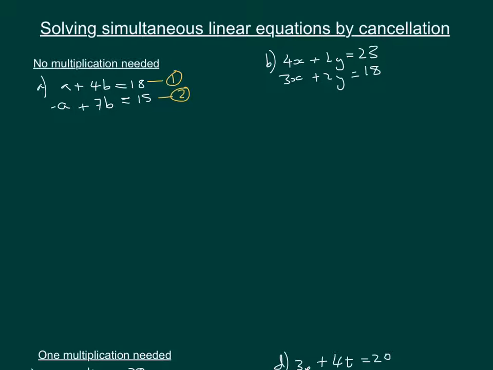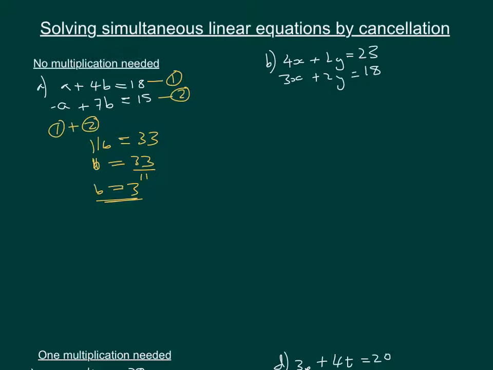Here the coefficients of a are the same, so we're going to be able to get rid of the a terms. Once the coefficients are the same, we can get rid of them. Here these b coefficients aren't the same, so we can't. So a and minus a, we're going to have to add them together. If I do equation 1 plus equation 2, a plus minus a is just nothing, and then 4b plus 7b is going to be 11b. 18 plus 15 is 33, so b is 33 over 11, so b is 3.